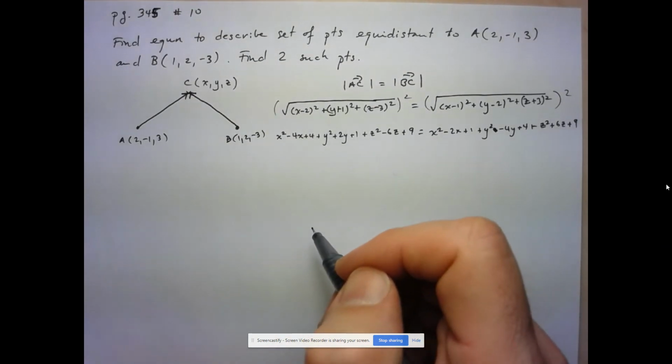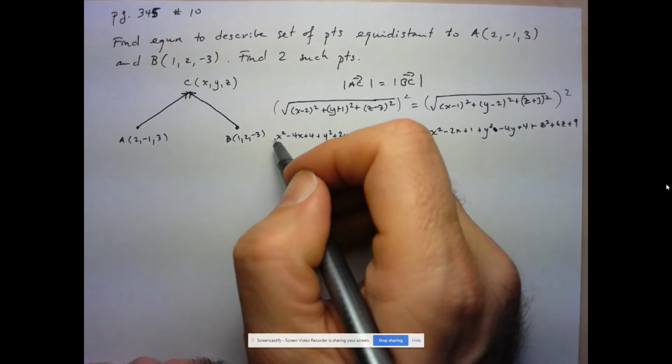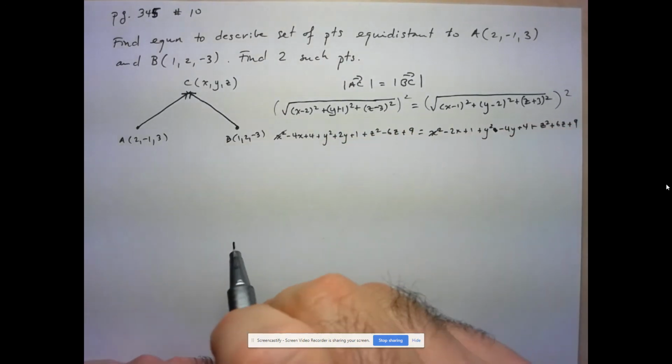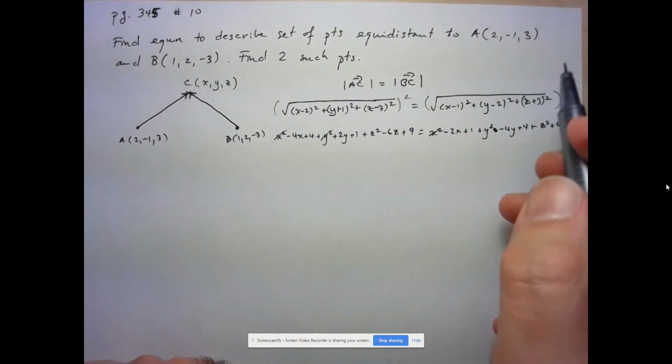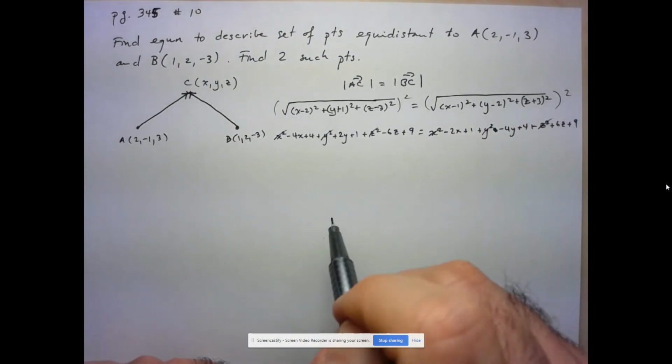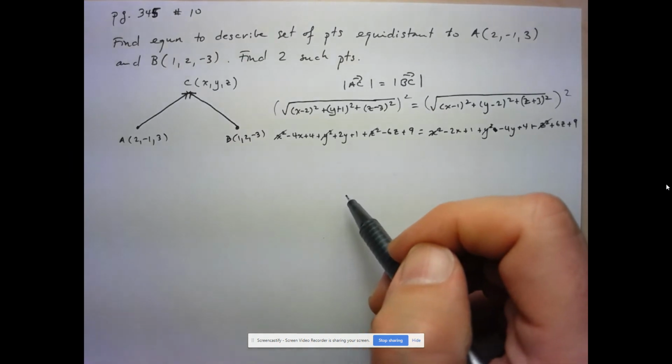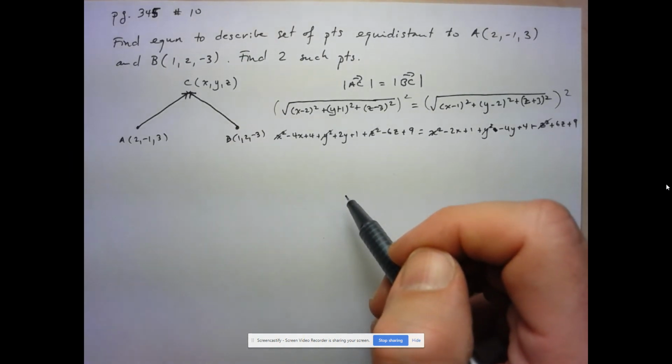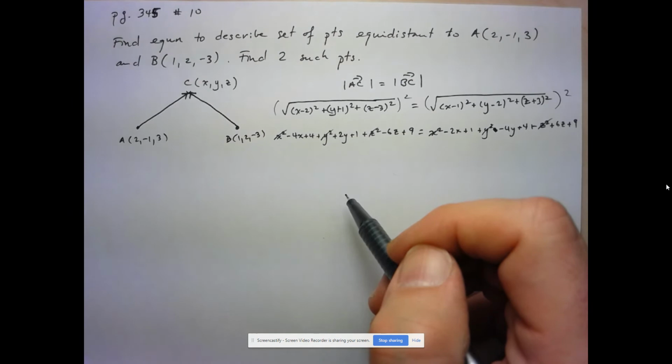Okay, and what's nice about this equation is that if I subtract x squared from both sides, they both disappear. Subtract y squared from both sides, subtract z squared from both sides, they all disappear. So I've gotten rid of all the squared terms. So let me now bring together all the exponent 1 terms.